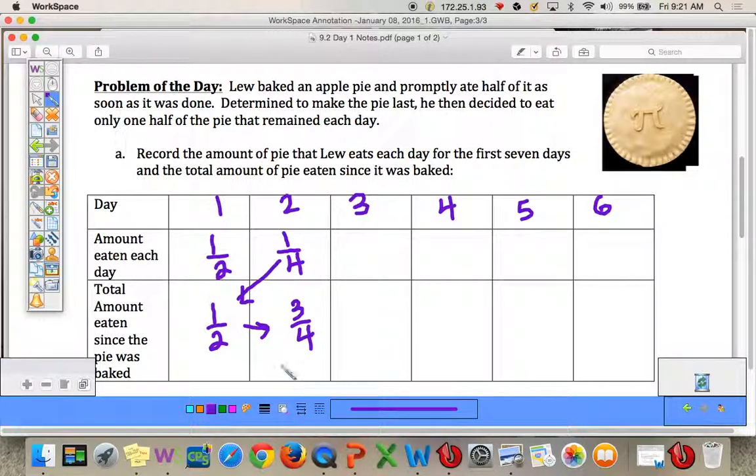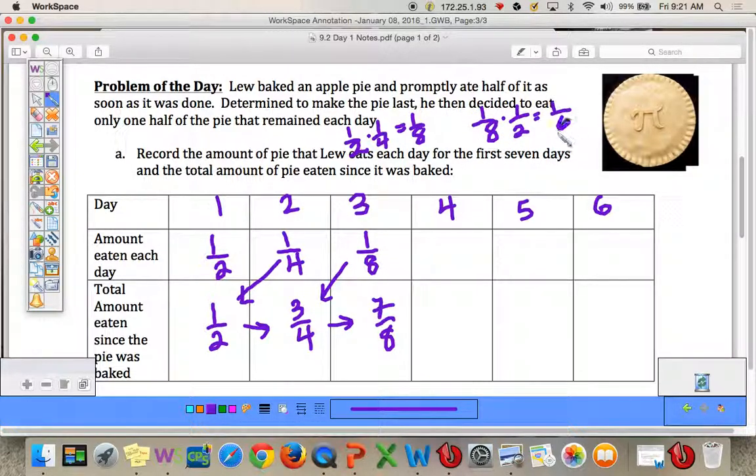All right, so there is 1/4 of the pie remaining, and he eats half of the 1/4. So if we do half of 1/4, that equals 1/8. So he eats 1/8 of the pie. And then if we add 1/8 plus 3/4, we get 7/8. Okay, and then the next day there's 1/8 of the pie left and we eat half of 1/8. So 1/8 times 1/2 is 1/16.